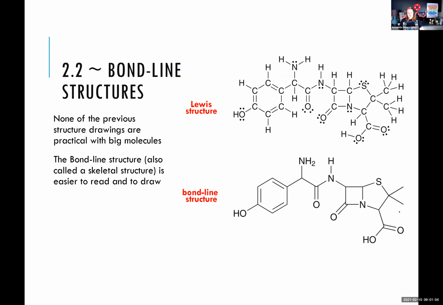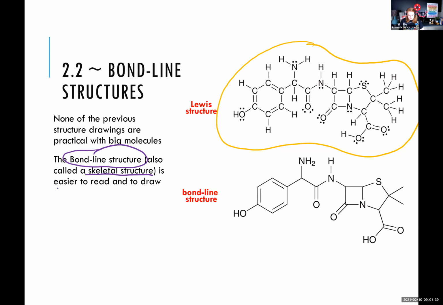All right, let's talk about how we're really going to draw some structures. So this is a big molecule. And when we draw a Lewis structure for a big molecule, it's kind of crazy looking. It just looks really busy. And because it's so busy and in all honesty, really time consuming to draw, we have another way to draw it. And the way that we are going to draw our molecules in our class is called a bond line structure. It's also called a skeletal structure. They're also sometimes called zigzag drawings. And it looks like this.